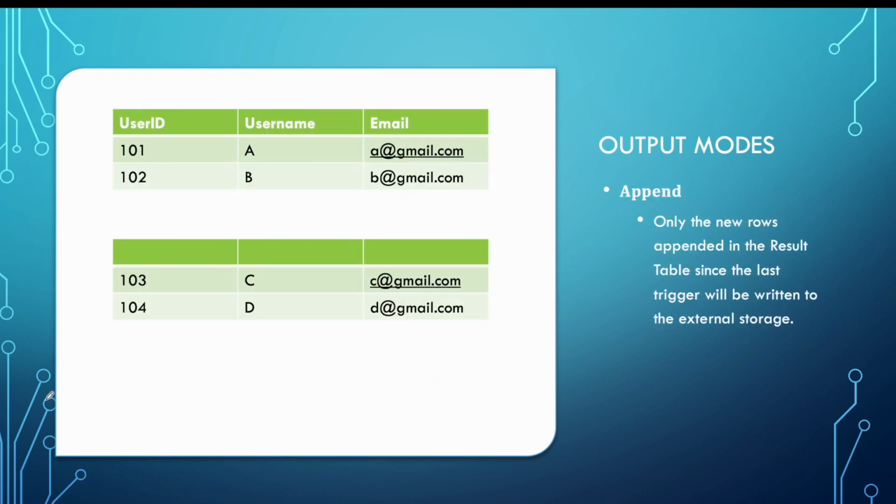Now let us understand the append output mode. It says that only the new rows appended to the result table since the last trigger will be written to the external storage. As I already discussed with you, Spark is a micro-batching system, so there are triggers. You can define an interval for the triggers.